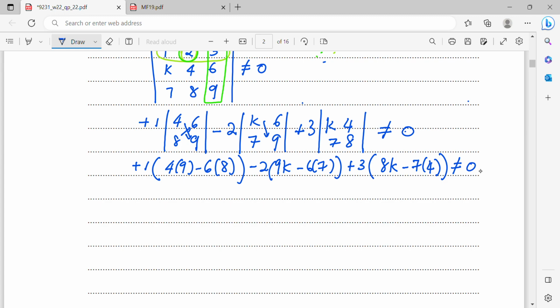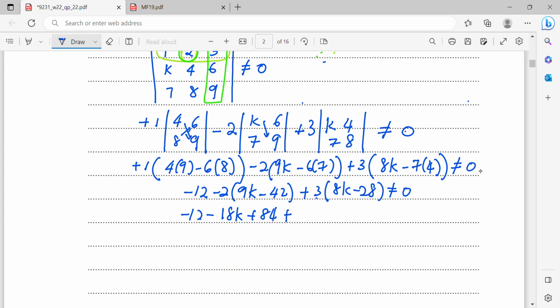Now we just need to solve this, and you'll be getting the answer. 4 times 9 minus 6 times 8 gives minus 12. Here minus 2 times 9k minus 42, then plus 3 times 8k minus 28, and not equal to 0. When you do the expansion, you'll be getting minus 12 minus 18k. Minus 2 times minus 42 is plus 84, then plus 3 times 8k is 24k, followed by 28 times 3, which gives minus 84, and not equal to 0.